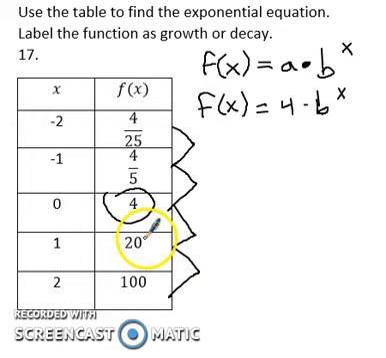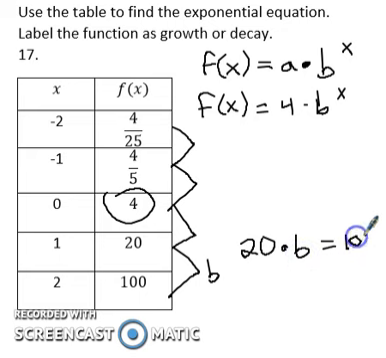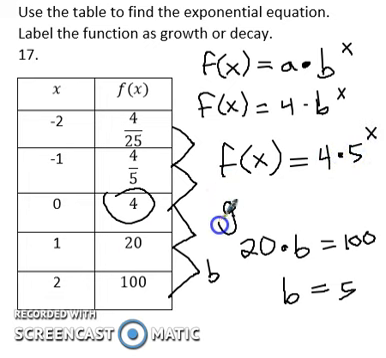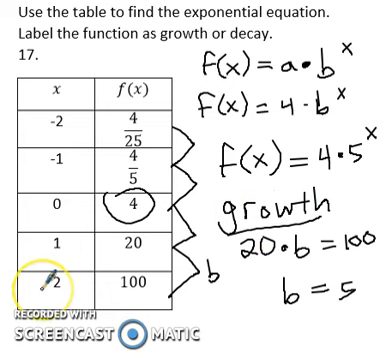Some of you guys can see clearly that, oh, we just multiply by 5 to get from 20 to 100. But some of you might be still a little confused. We know that 20 times the b value is equal to 100. If I divide both sides by 20, I can see here that each time we're multiplying by 5. We're getting bigger. As the x value increases, the y value increases, which means this is a growth function. As x gets bigger, y gets bigger. This represents growth, folks.